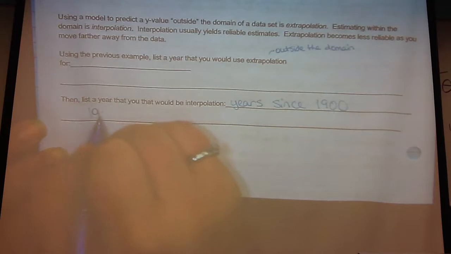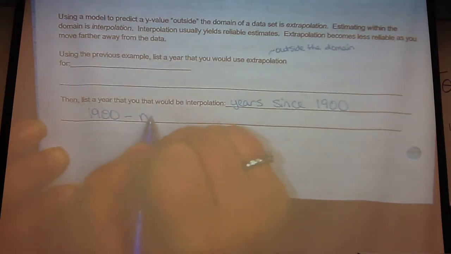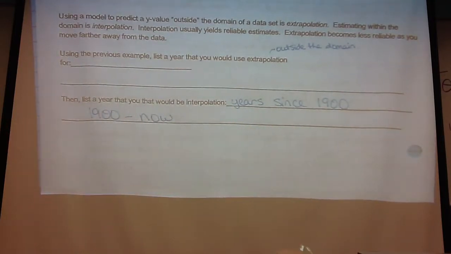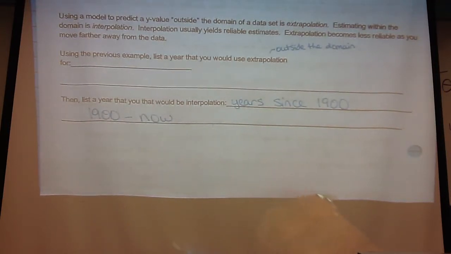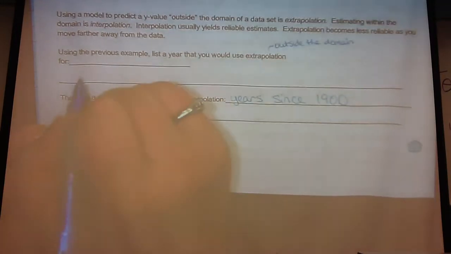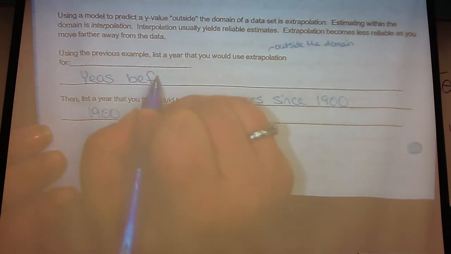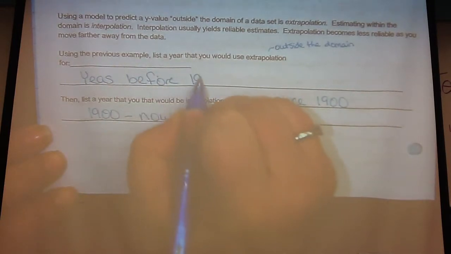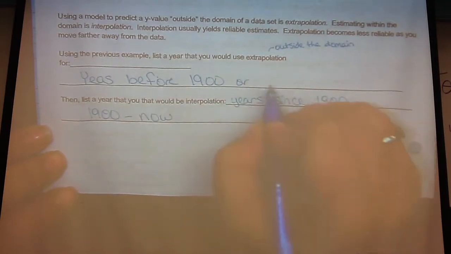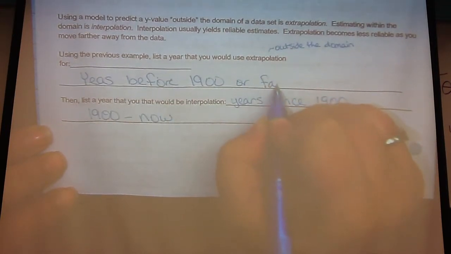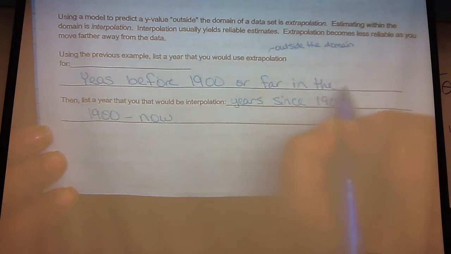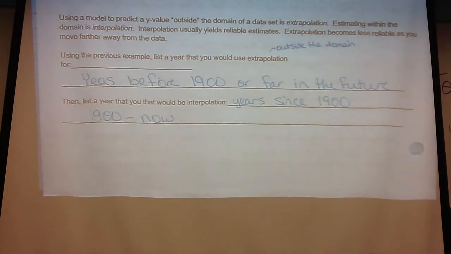So that would be 1900 until now, correct? So that would be inside our domain. So what are some years that would be outside our domain? Okay, so years when? Before 1900 or far in the future. Because that's not information that we have yet.